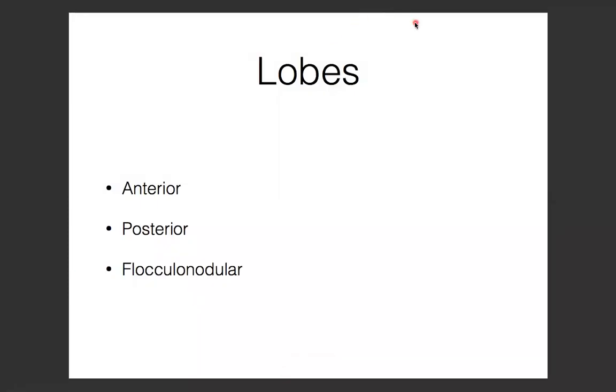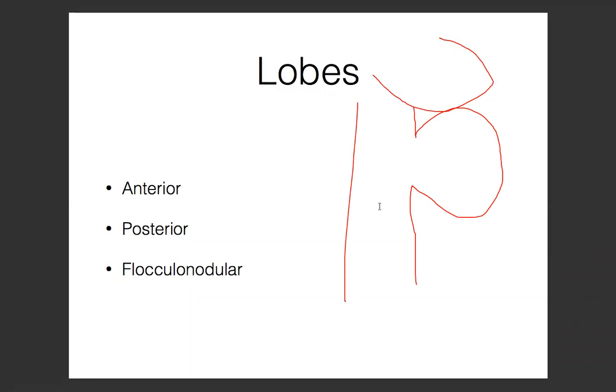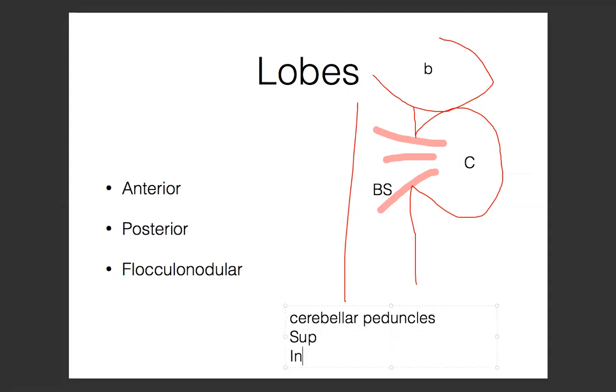Next, the cerebellum itself is connected. If you look at the cerebellum, it's connected to the brain stem above it. This is the brain stem, and I'm sorry for the horrible drawing. With the brain and the cerebellum, if we're assuming this drawing is accurate, the cerebellum is connected to the brainstem by three structures. We call them cerebellar peduncles: the superior cerebellar peduncle, the middle cerebellar peduncle, and the inferior cerebellar peduncle.